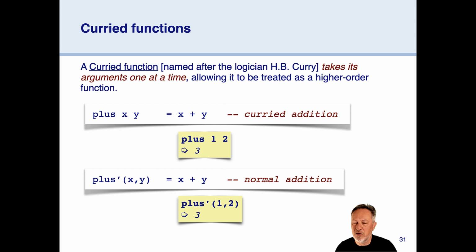So it takes its argument x first and returns a function, an anonymous function, which will take a y and return x plus y. We'll see that in a moment. The normal addition would take a pair of numbers, written with the syntax with round brackets and commas. So plus prime of (x, y) also returns x plus y. It's a different function. It's perfectly normal addition. Plus prime takes a single argument. Plus takes two arguments, but takes them one at a time.